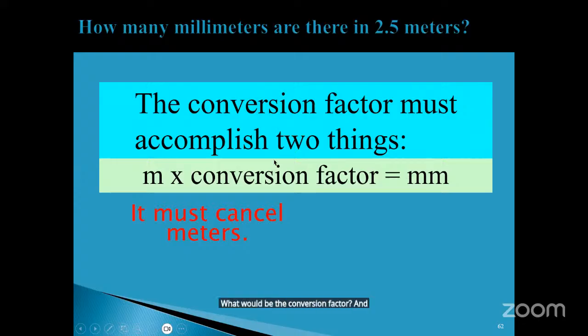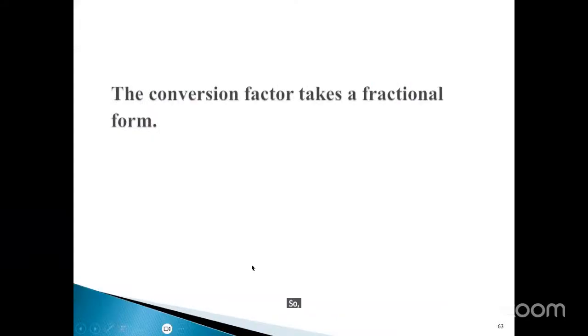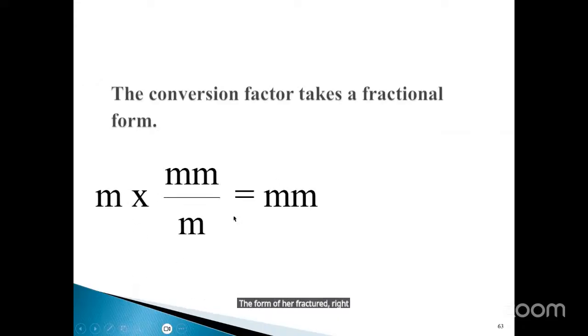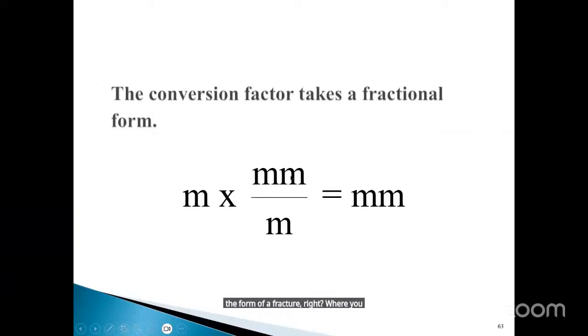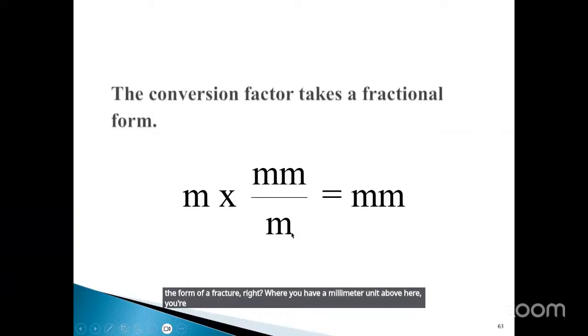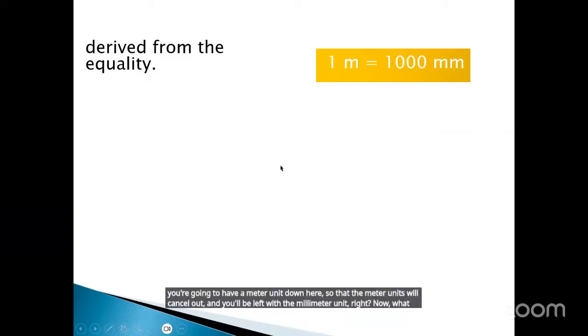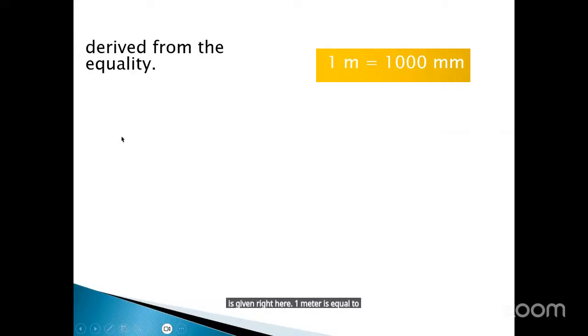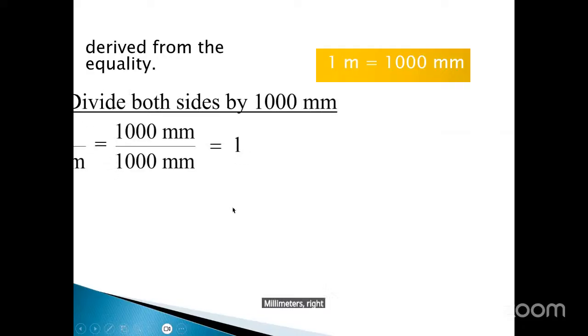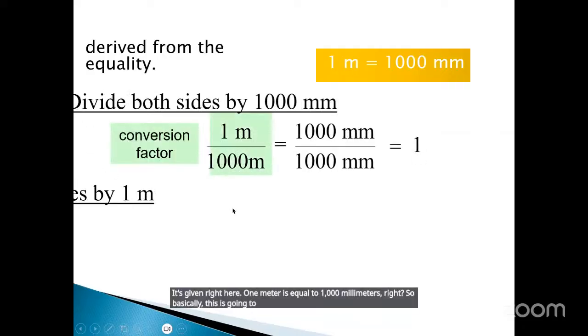And the conversion factor must be such that it cancels out the meters unit and introduces the millimeter unit, all right? So in this particular case, the conversion factor will take the form of a fraction, right? Where you're going to have the millimeter unit above here, you're going to have the meter unit down here, so that the meter units will cancel out and you'll be left with the millimeter unit, right? Now, what's the relationship between the meter unit and the millimeter unit? It's given right here. 1 meter is equal to 1,000 millimeters, right? So basically, this is going to be how you're going to set it up.